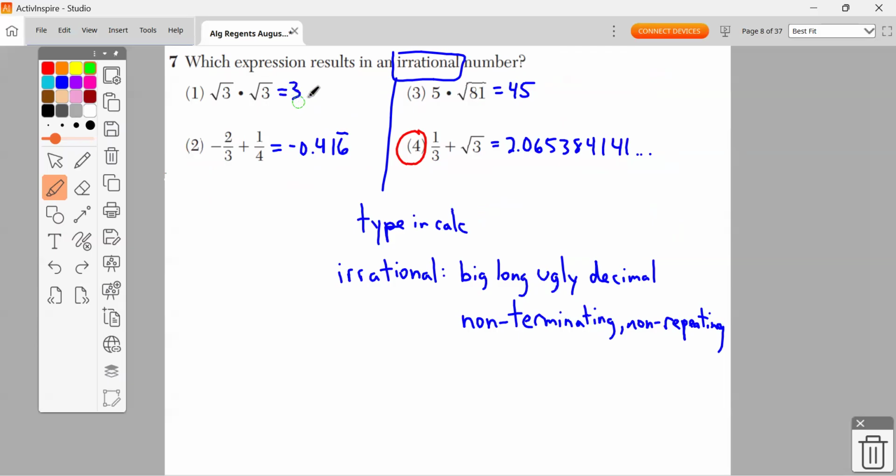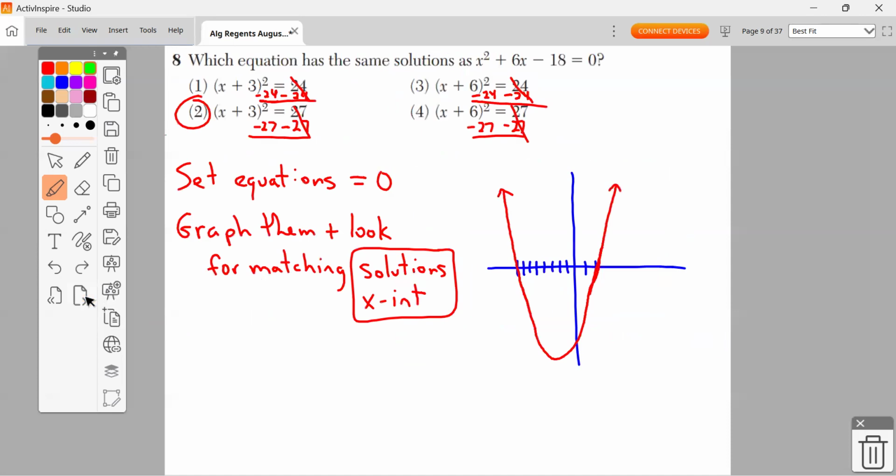3 is a terminating decimal. It's an integer. 45, same thing. This is a repeating decimal. Repeating decimals are perfectly fine. Repeating decimals are rational because rational are terminating or repeating. This is a big, long, ugly decimal. So that is your irrational number.